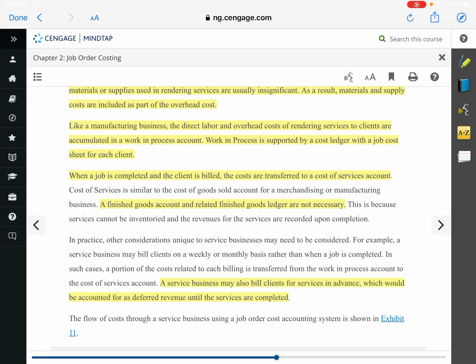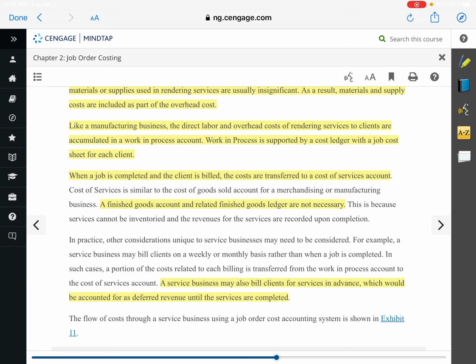So a service business that has job costing, their income statement's going to look different than a normal service business. So with, say, Delta Airlines, they don't do sales, they have fees earned, and then they have all of their period costs, and then they get their net income. With a service business using job order costing, they're going to have a cost of services account to basically determine gross profit per job. Okay?